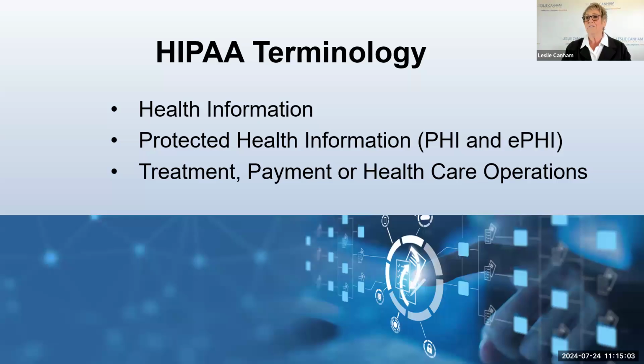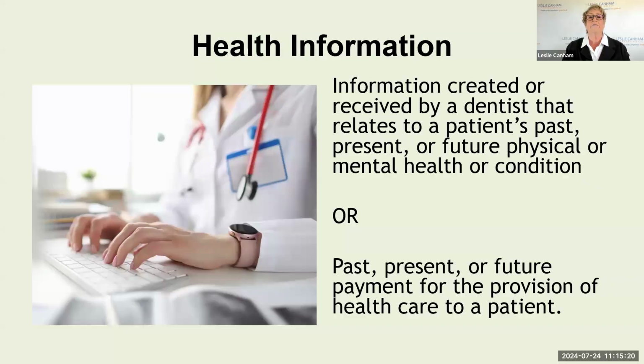Okay, so now we're going to move on to a little more terminology to be acquainted with. Health information, protected health information, that's PHI and EPHI, and treatment, payment, and healthcare operations. You see these terms used a lot in the HIPAA rule, and you see them on your notice of privacy practices. So, health information is information that's created or received by a dentist that relates to a patient's past, present, or future mental health or condition. So many times in dentistry, we don't really collect data on mental health, but again, this is a broad term. Or their past, present, or future payment for provision of healthcare to a patient. So that's what health information is.